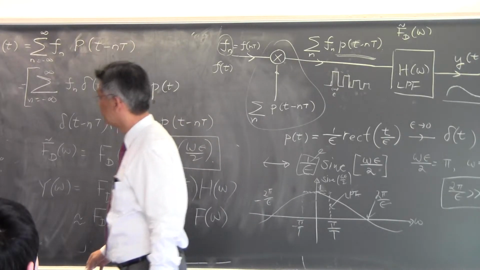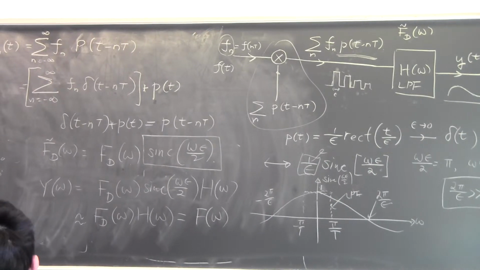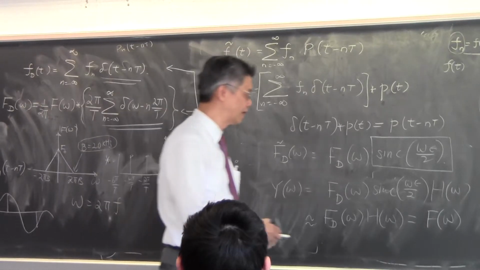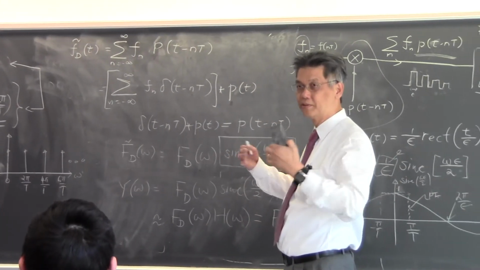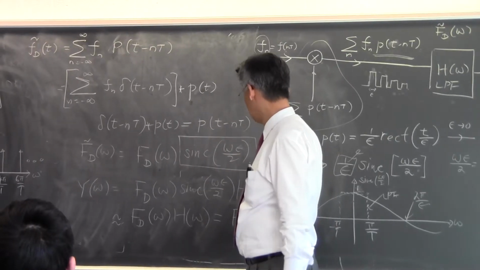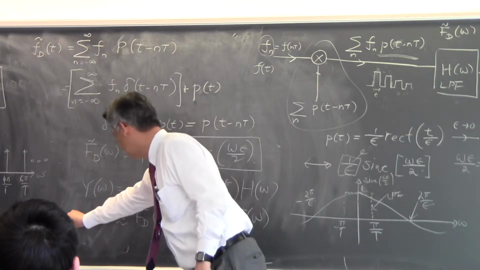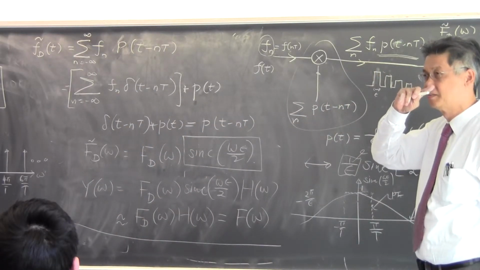Because Fd of omega is f of omega convolving with that, and then it just repeats itself periodically. And if I make sure that my sampling rate is high enough so that there's no overlap, there's no aliasing, then I get my original signal back. Okay, this is a more mathematical derivation of this system over here. Is this clear?